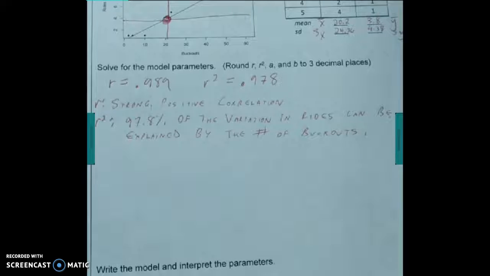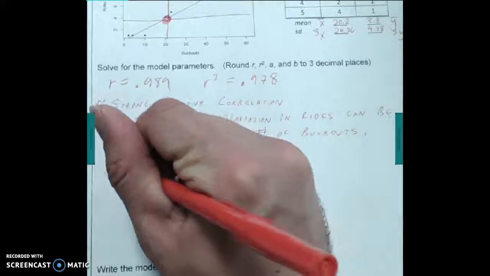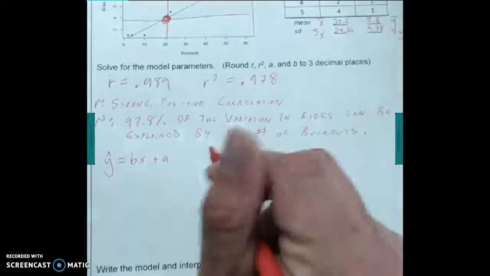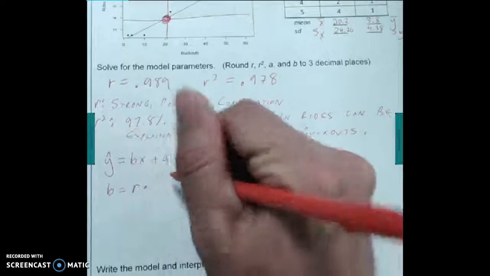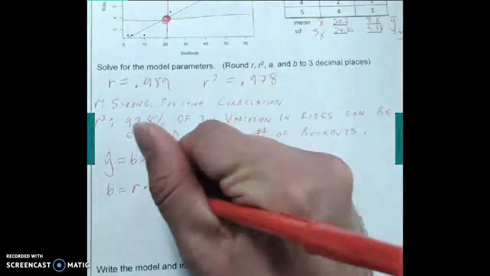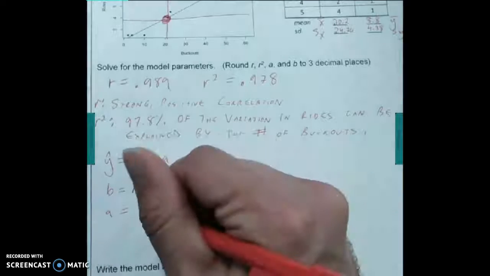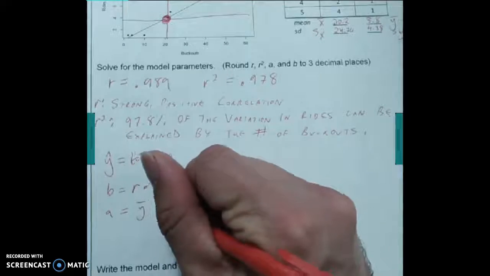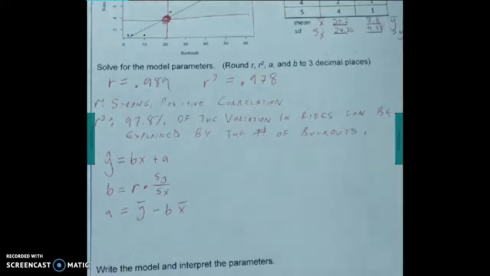So from your formula chart, there are 3 things for Unit 4. We've got y hat, which is the predicted value of y, equals bx plus a, where b equals r, the correlation coefficient, times the standard deviation of y over the standard deviation of x. And a, the y-intercept, is y bar, the mean of y, minus the b that we're going to calculate, times x bar, the mean of x.